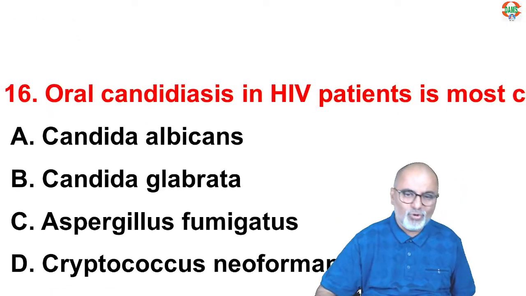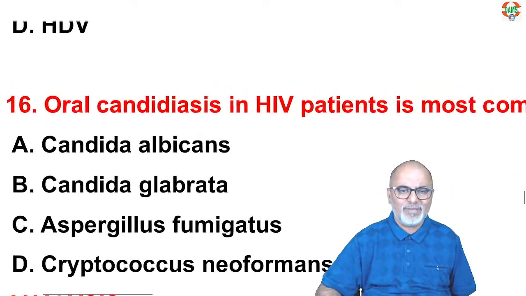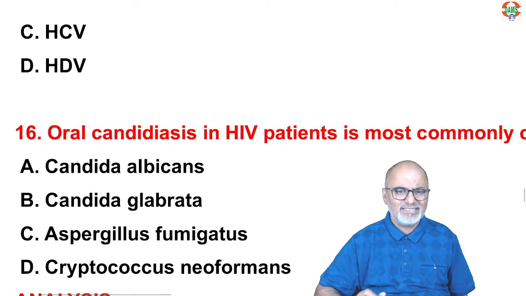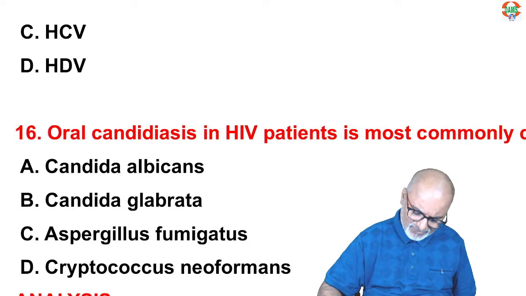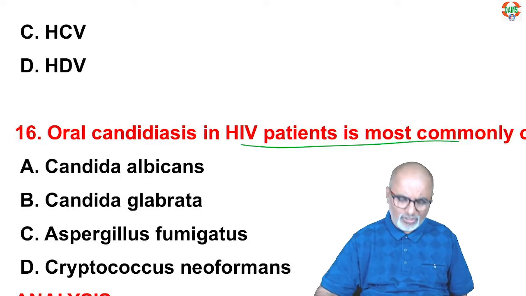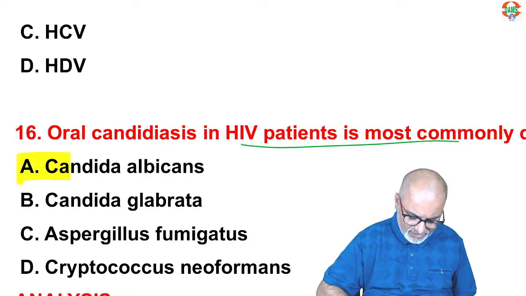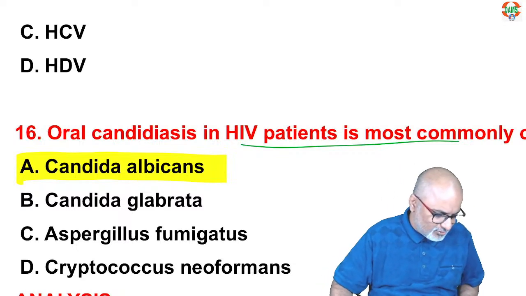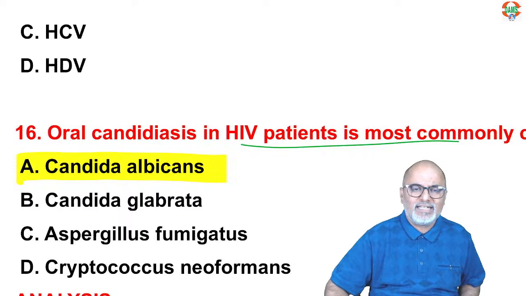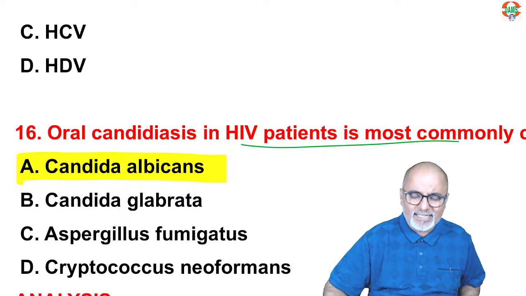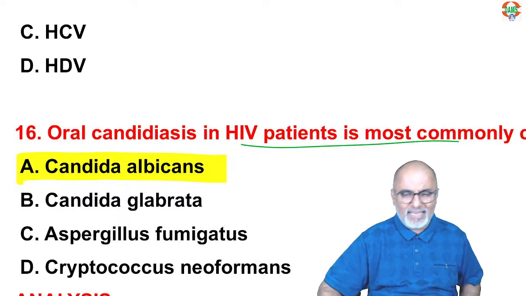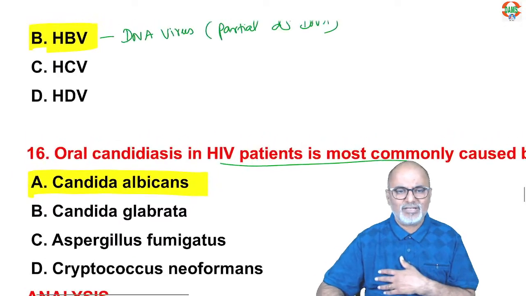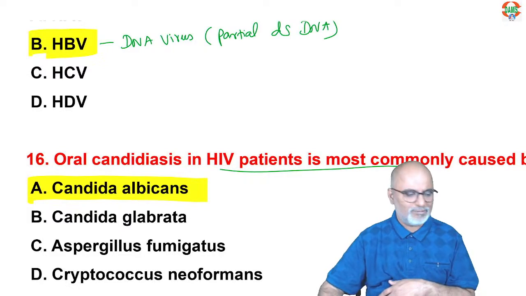Next is oral candidiasis in HIV patients. What is the most common cause of candidiasis in HIV positive patients? Overall, most common is Candida albicans. We classify Candida into two: one is Candida albicans, all others are Candida non-albicans. Candida albicans is the common cause of oral candidiasis in HIV positive people.